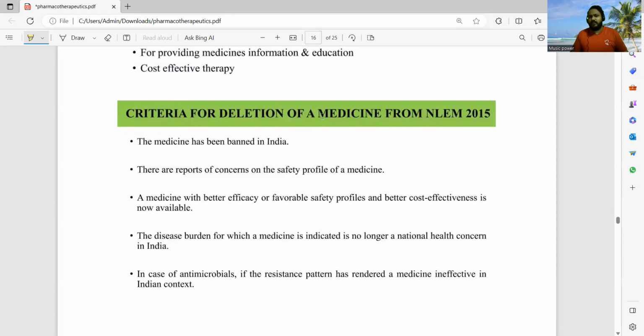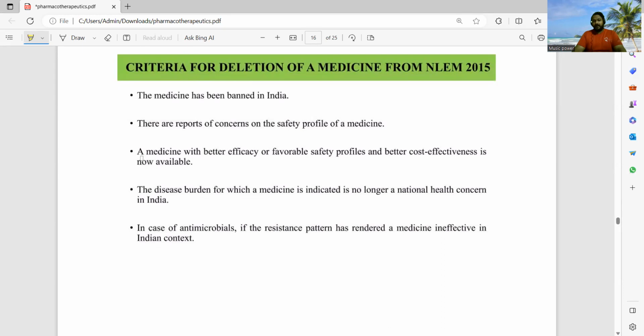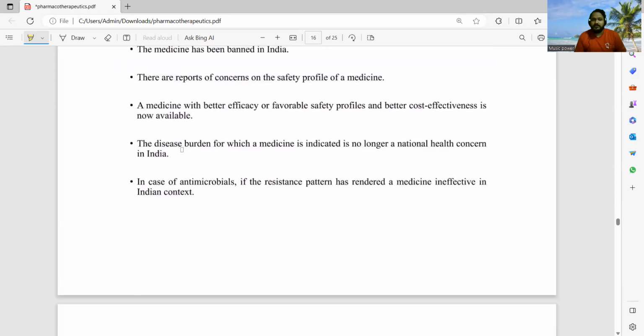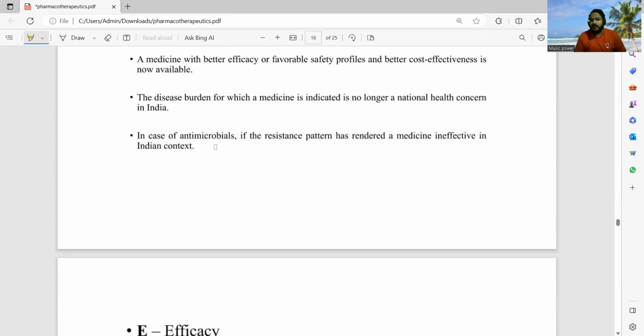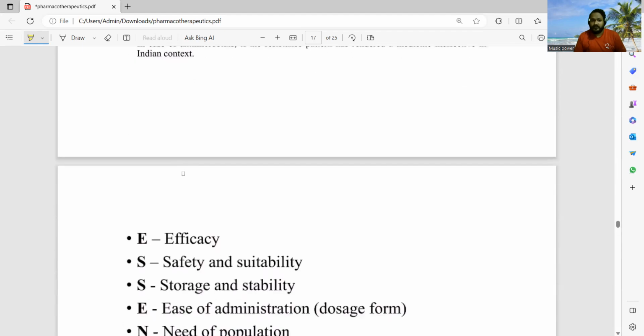Now, what are the criteria for deletion of medicines from this list? The medicine has been banned in India. There are reports of concern on the safety profile of the medicine. A medicine with better efficacy, favorable safety profile and better cost effectiveness is now available. The disease burden for which a medicine is indicated is no longer a national health concern in India. In case of antimicrobials, the resistance pattern has rendered a medicine ineffective in the Indian context.